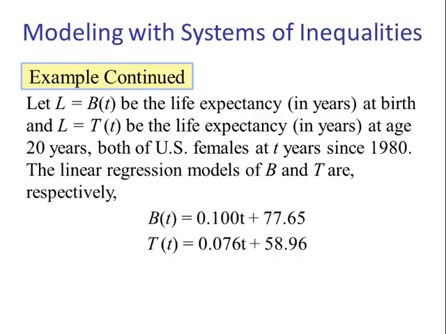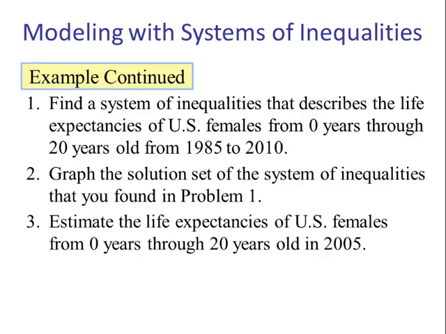The linear regression models of B and T are, respectively, B(t) = 0.100t + 77.65, and T(t) = 0.076t + 58.96. Number 1. Find a system of linear inequalities that describes the life expectancies of U.S. females from 0 years through 20 years old from 1985 to 2010. Number 2. Graph the solution set of the system of inequalities that you found in Problem 1. Number 3. Estimate the life expectancies of U.S. females from 0 years through 20 years old in 2005.